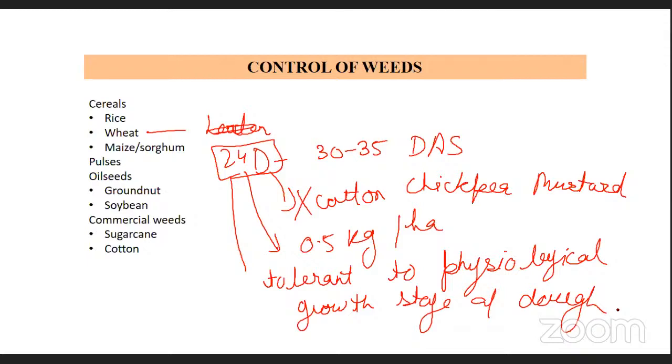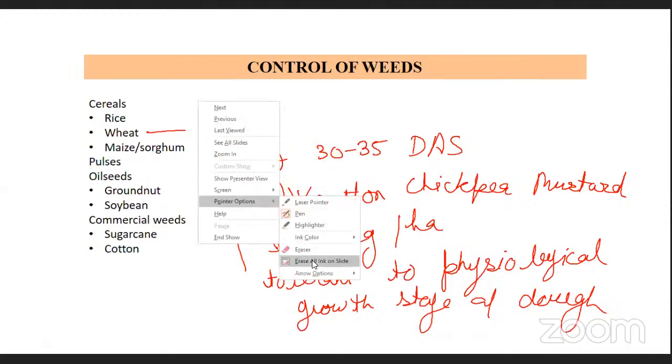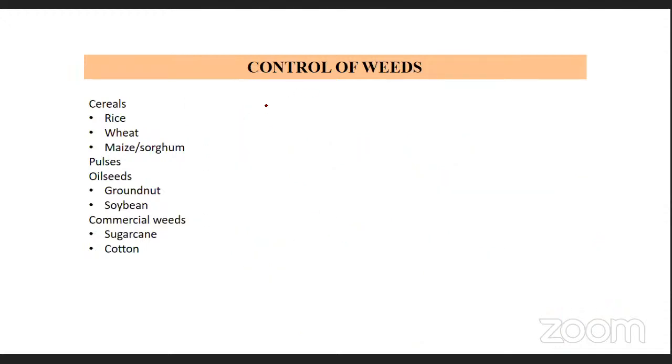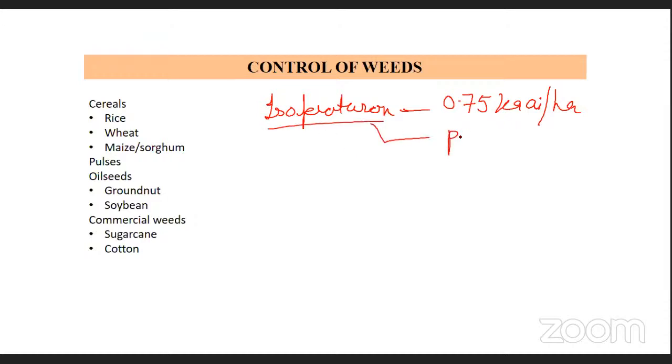Okay, and if along with the Phalaris minor we are having Avena fatua, then at that time we have to use isoproturon in the wheat field, and the dose of this is 0.75 kg active ingredient per hectare.